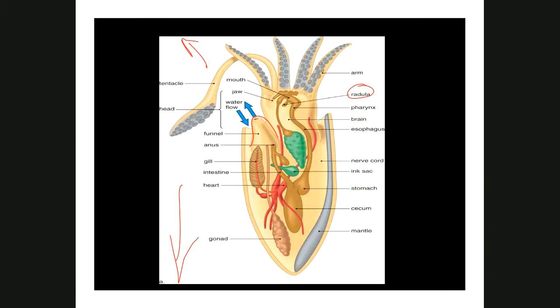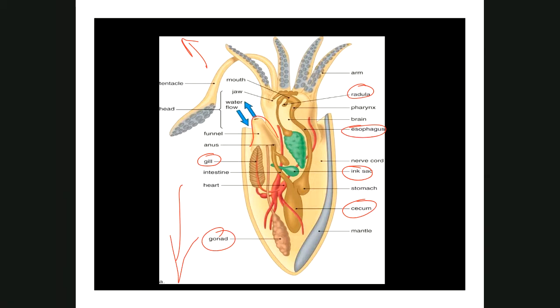And what we'll be able to see, maybe, is the ink sac. We'll be able to see the esophagus attached to the mouth. We'll be able to see the gills. I'm hoping I can show you the cecum / stomach and the gonads, because I'm going to show you pictures of a female that's full of eggs. All right, so know these parts.